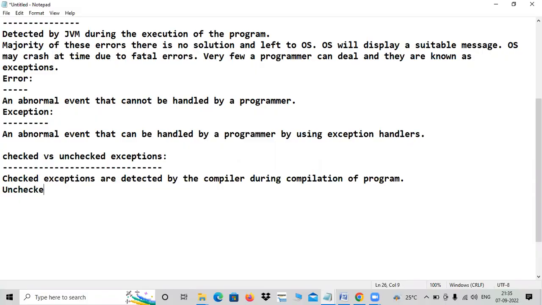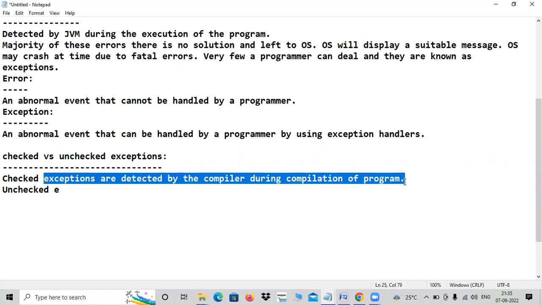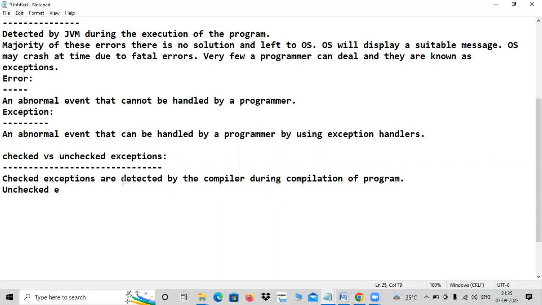Unchecked exceptions are detected by the JVM, the Java virtual machine, during the execution of the program. Execution means running of the program. Fine, that is also done.